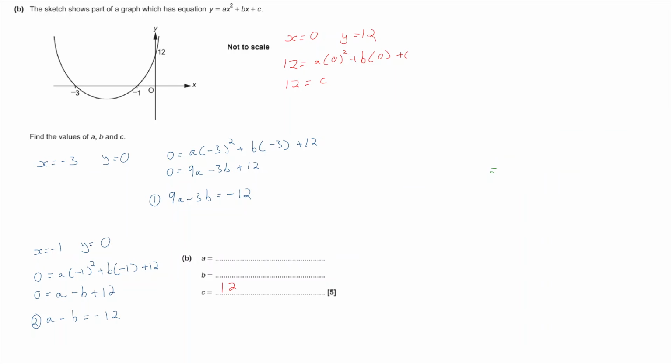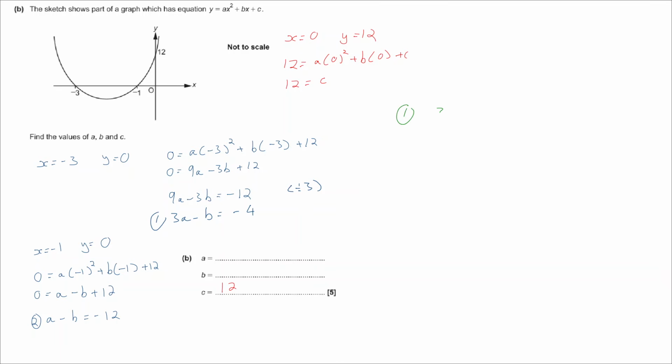Right, what I can recognise on this equation here, apologies guys, equation number 1, I'm actually going to go and divide everything by 3 because this will simplify it a little bit easier because they're all factors of 3. So we're going to get 3a take away b equals to negative 4. So actually I'm going to go and call equation 1 this one down here. Bam, there we go.